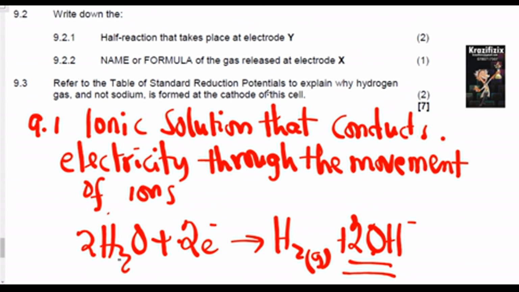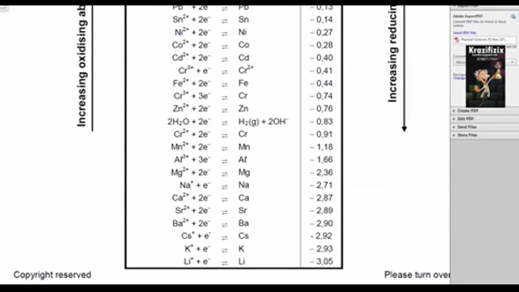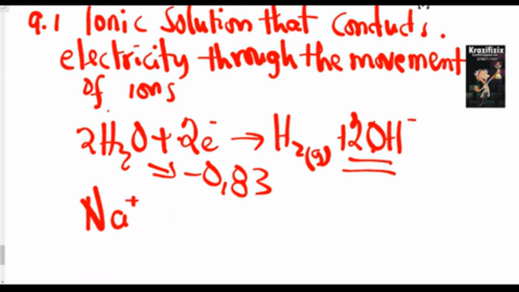Refer to the table to explain why hydrogen gas and not sodium is formed at the cathode. Okay, let's go back to the table. We have water here, negative 0.83, and here we have sodium, negative 2.71. I need us to write those values: negative 0.83 and negative 2.71 for sodium. All right.